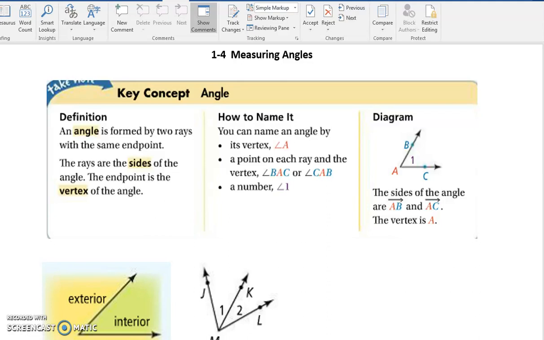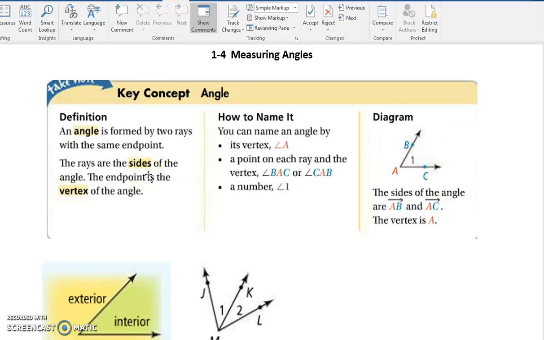The first thing we need to do is define what an angle is and figure out how we can describe it. If we look at our definition right here, an angle is formed by two rays that have the same endpoint. So we have a picture right here. We have ray AB and ray AC. They have an endpoint in common, and they're going in different directions. This is what a picture would look like.